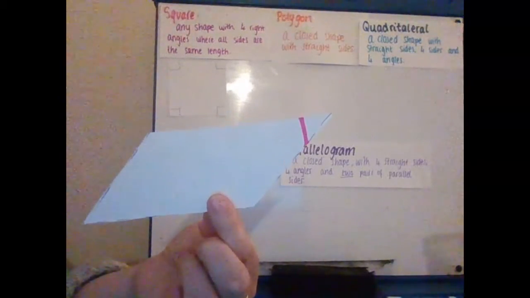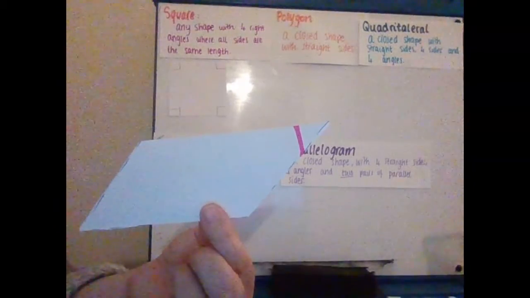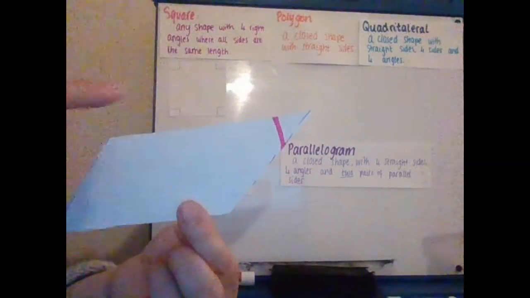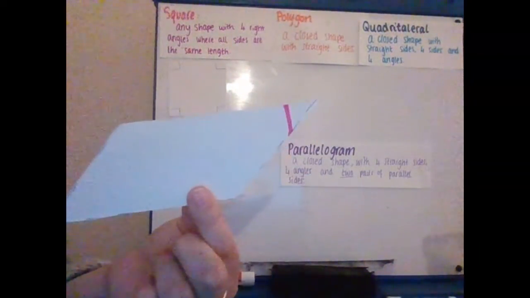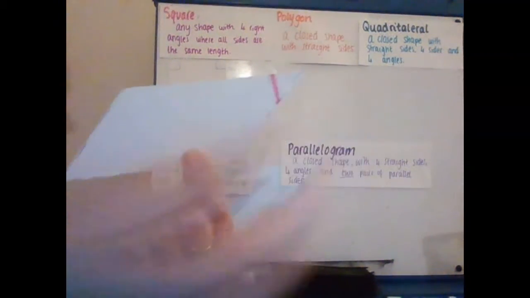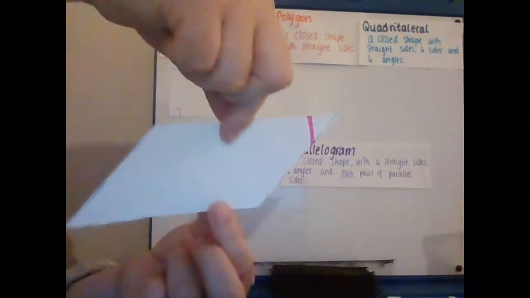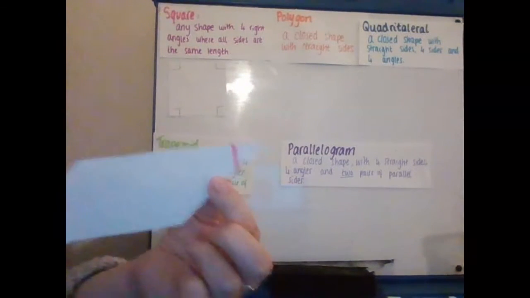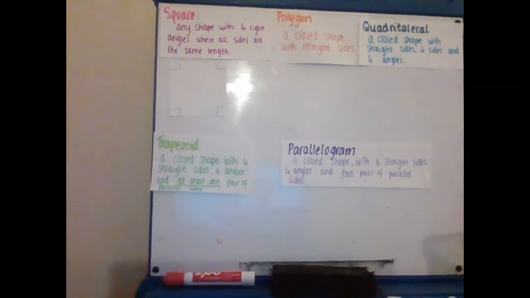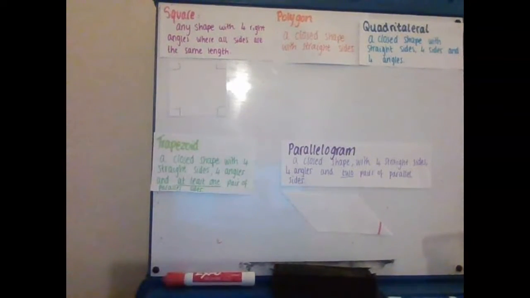This shape here was our parallelogram because it is a closed shape with 4 straight sides. Okay, 1, 2, 3, 4 straight sides, 4 angles, 1, 2, 3, 4 angles there, and 2 pairs of parallel lines. The top and the bottom are parallel, and the 2 sides are parallel also. So we can stick that up there as being a parallelogram.